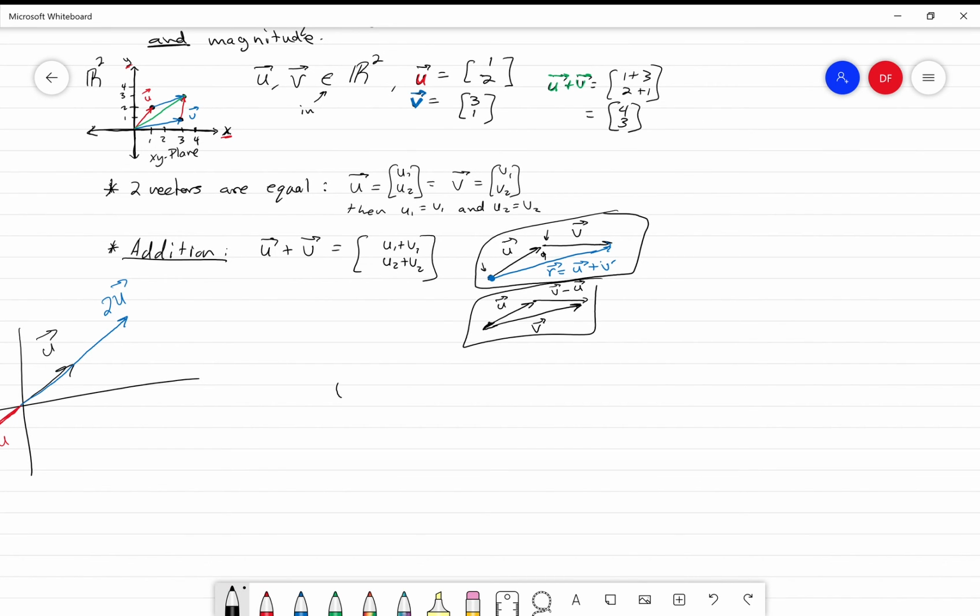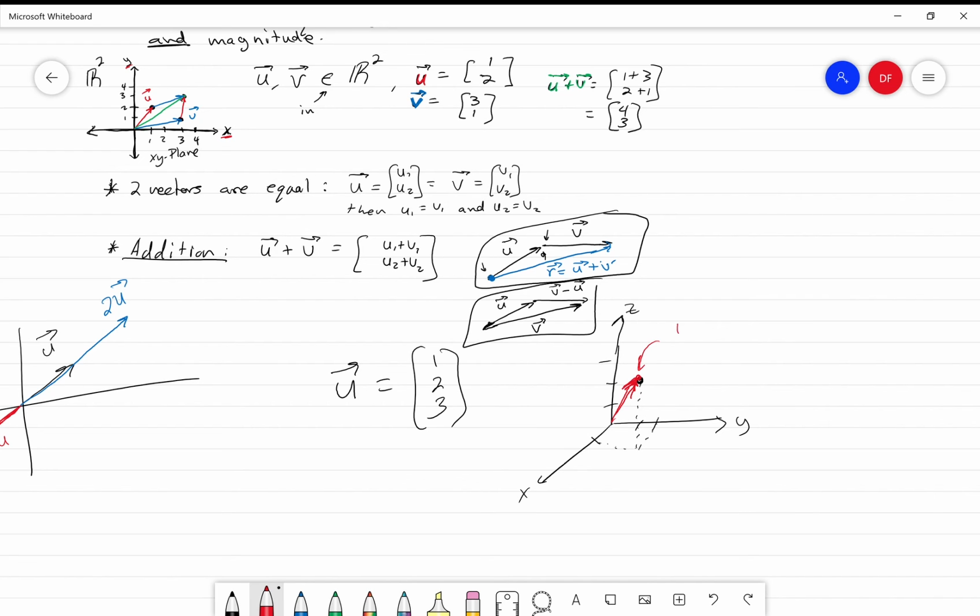I can take this further into 3 dimensions, and let's say I have 1, 2, 3 as a vector in 3 dimensions. Then in the x direction I go 1, in the y direction I go 1, 2, and in the z direction I go 1, 2, 3. So this would be my vector, u equals 1, 2, 3. And every point in R3 has a vector associated with that point.